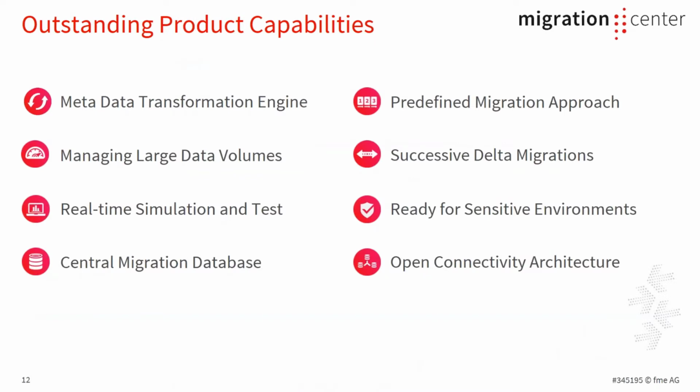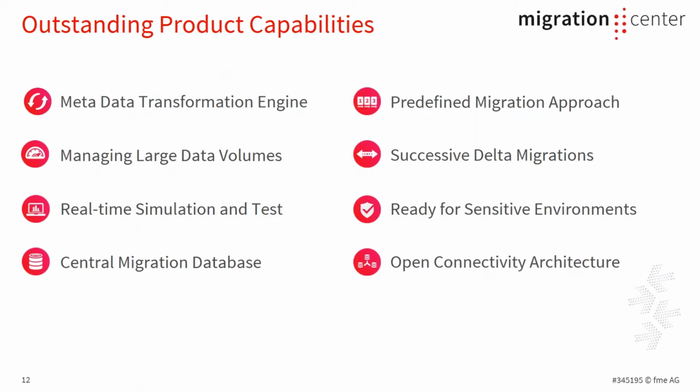So let me summarize a couple of outstanding product capabilities for you. First of all, as I mentioned, we have a metadata and object transformation engine inside our product, which allows you to transform any kind of objects from a source system to the new target system, and of course the corresponding object definition. Migration Center is tested and built for large migrations, so we can scale the product components within your infrastructure. That means typically we can say today that we can reach the maximum performance of your source and target system by scaling your migration infrastructure to your required performance KPIs.